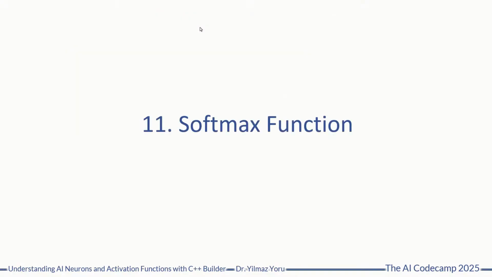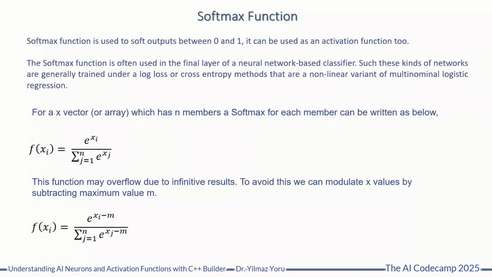And another function is the softmax function. Actually, it is not an activation function, I think, but I want to explain because it is very useful and it is widely used in deep learning and GPT applications. So the softmax function is used to squash outputs between 0 and 1. It can be used as an activation function too. The softmax function is often used in the final layer of a neural network based classifier.